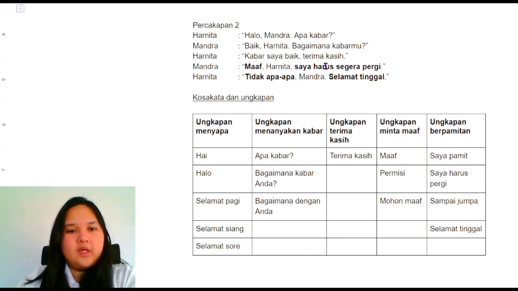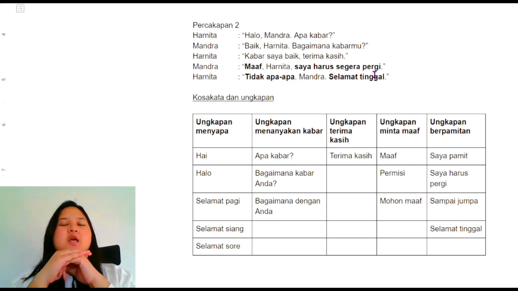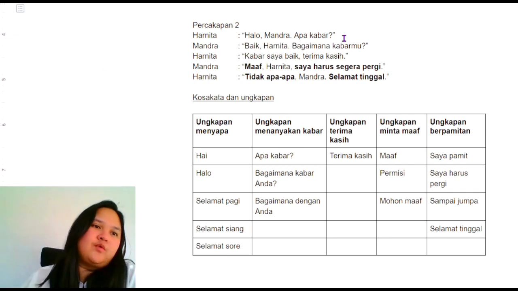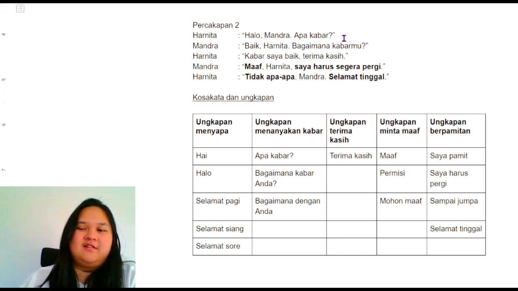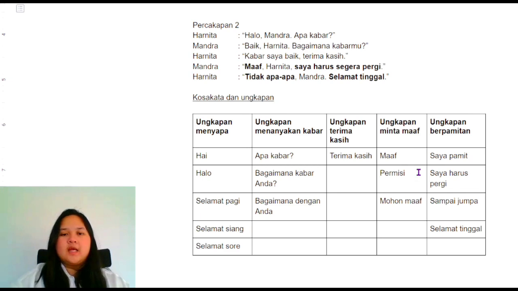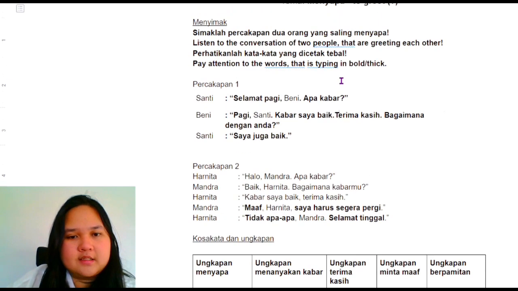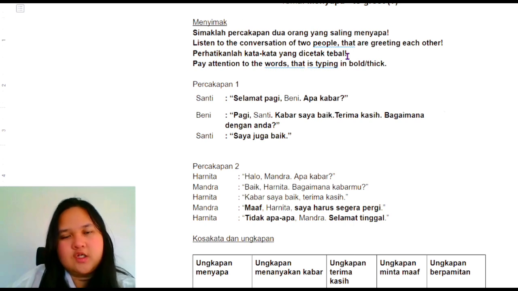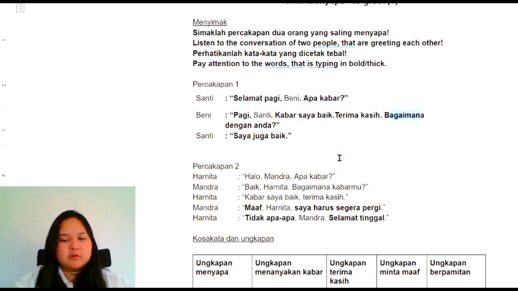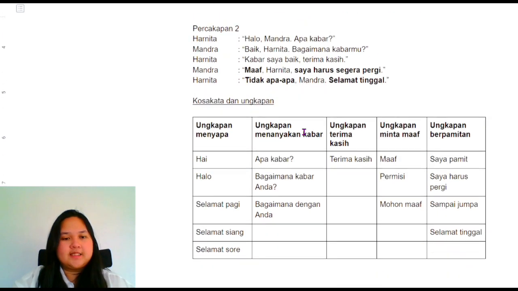So here, in the conversation 2, there are also some words that you're already familiar with, right? Hello. That's hello. And for now, as what the instruction is saying, please pay attention to the words with the bold typing. Type in bold.